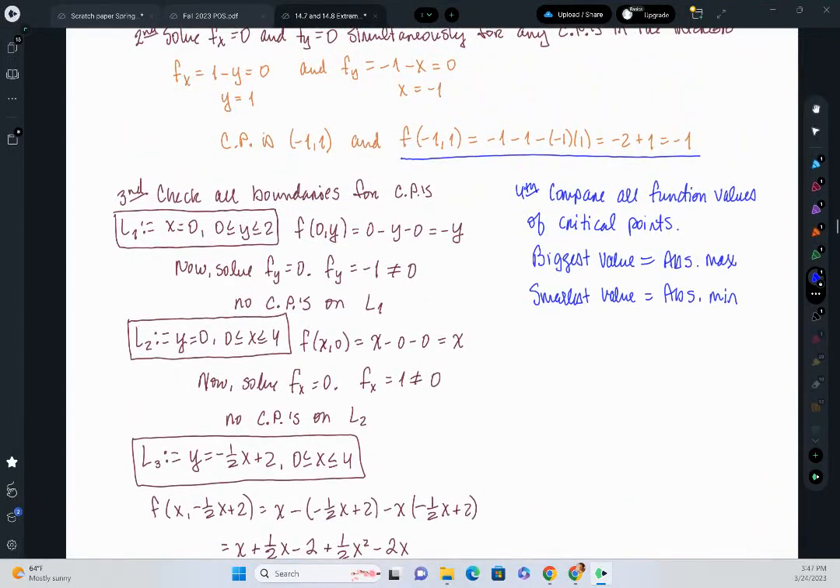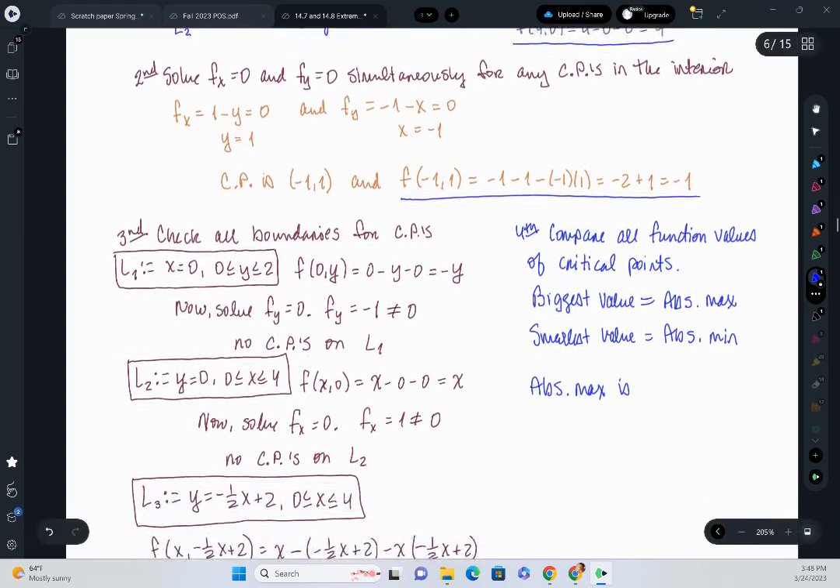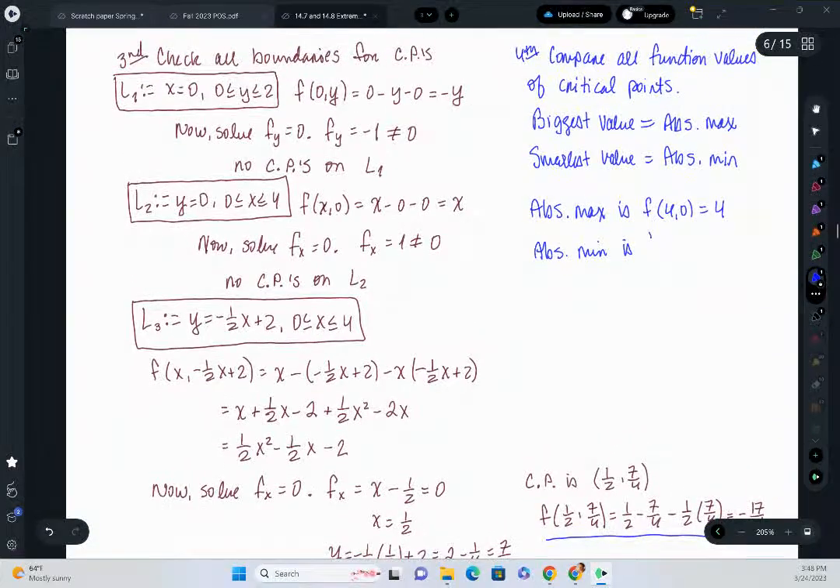The biggest of these values, the absolute max, is occurring at (4, 0), because we get back 4. So f of (4, 0) is equal to 4. And the absolute min is the negative 17/8. And that was at f of (1/2, 7/4), which is equal to negative 17/8.